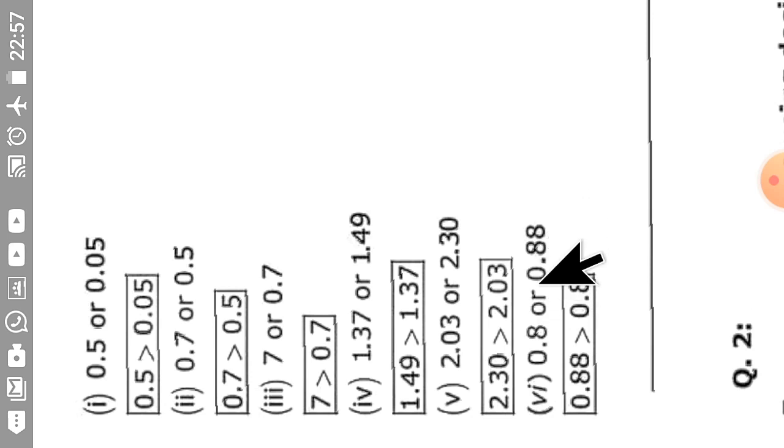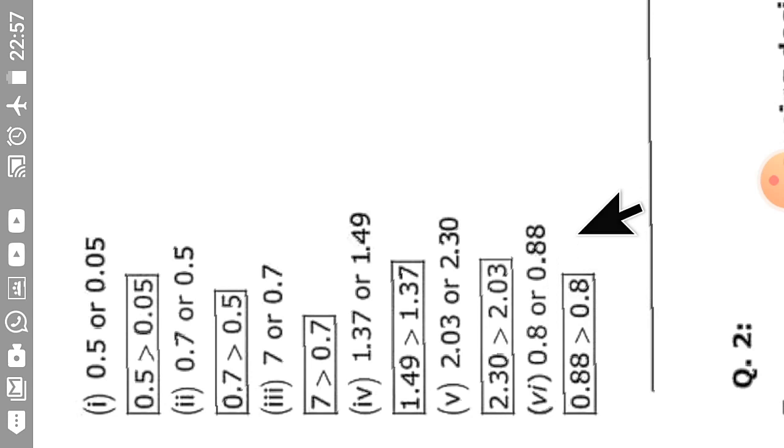Here comparing the digit at tens place, both are same. See, here is 8, here is 8. Now we will compare the digit at hundreds place. This is 0.80, here is 0 at hundreds place, here is 8 at hundreds place. So 0.88 is bigger. So 0.88 is greater than 0.8.